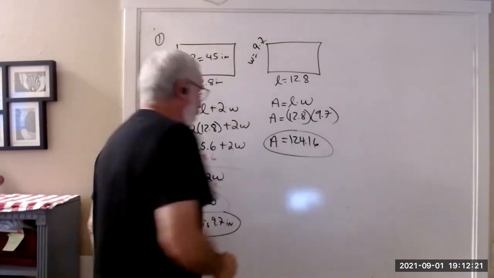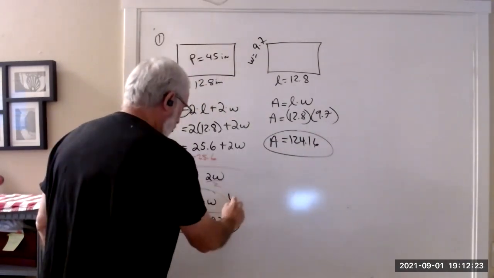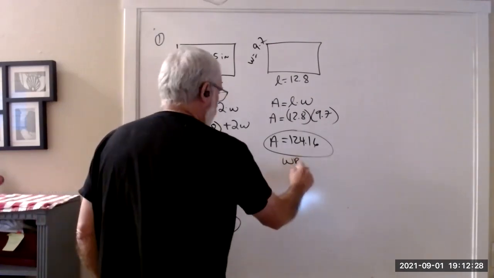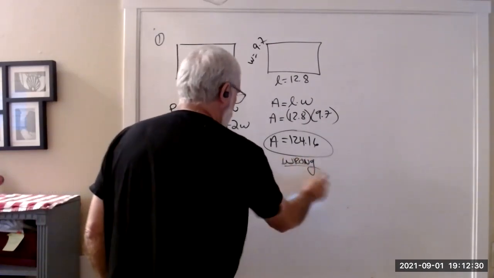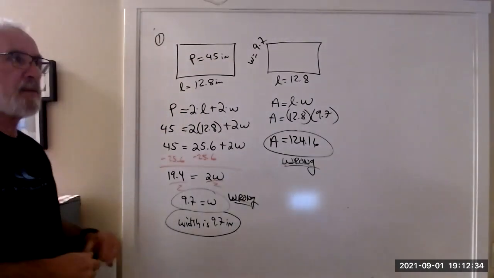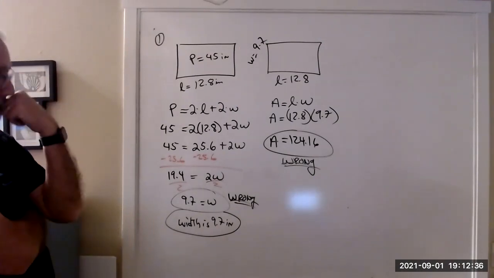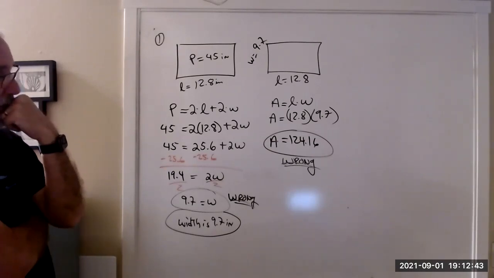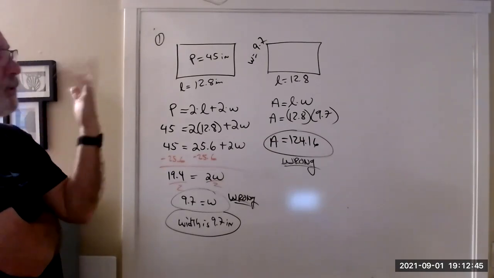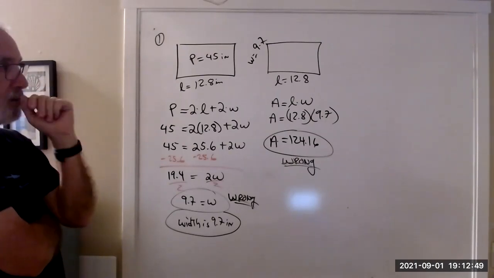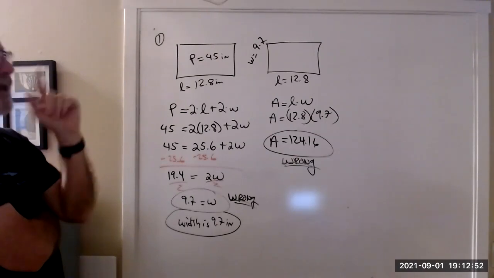Okay, you're wrong. Again, wrong. I've made no mistakes, but I'm still wrong. Why am I wrong? The units. Right, what would my units be? Inches. Wrong. Inches squared. Inches squared.